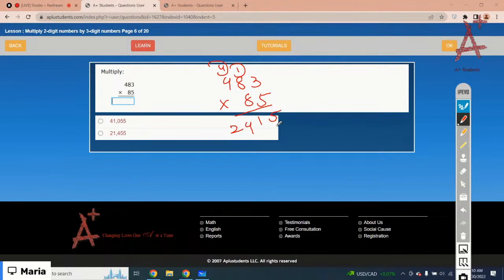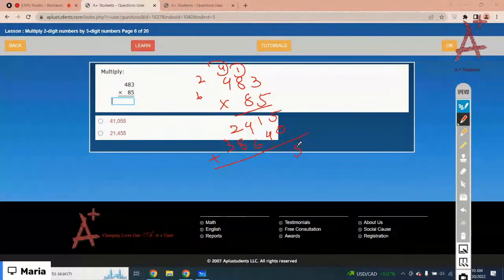Now we're going to multiply the tens digit. So add a 0 right below the ones. 8 times 3 is 24. 4 and 2 carry. 8 times 8 is 64 and 2, 66. 6 and 6 carry. 8 times 4 is 32 and 6, 38.